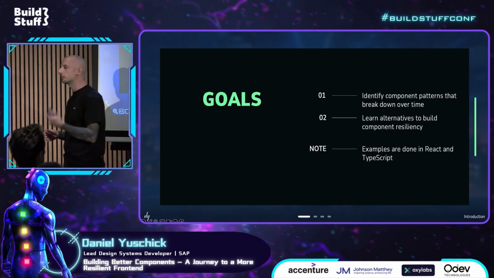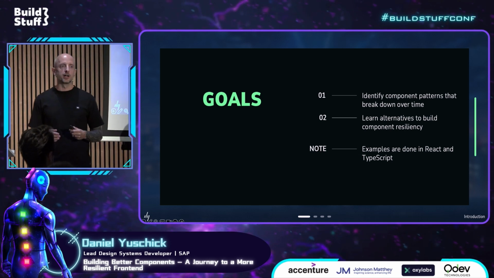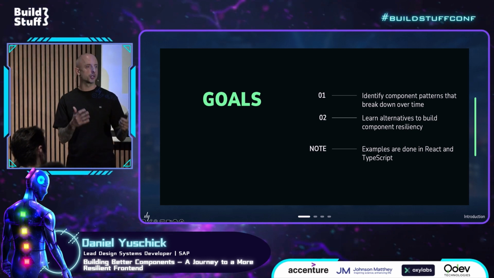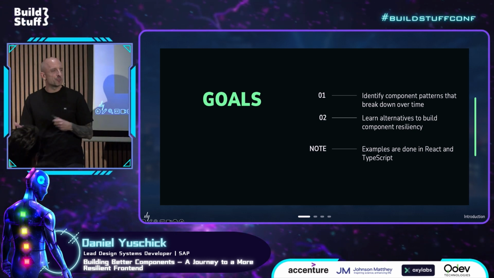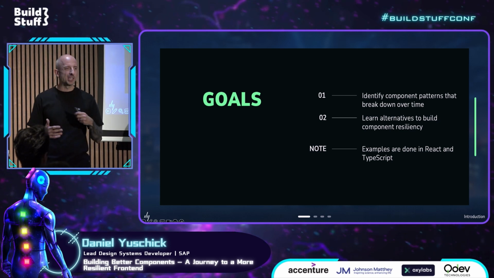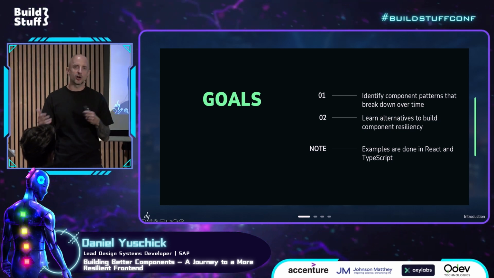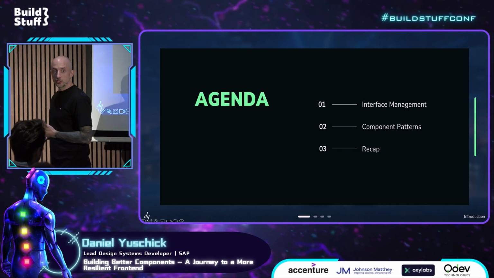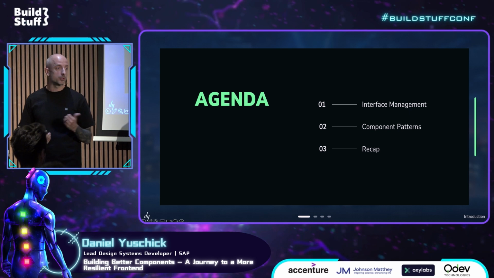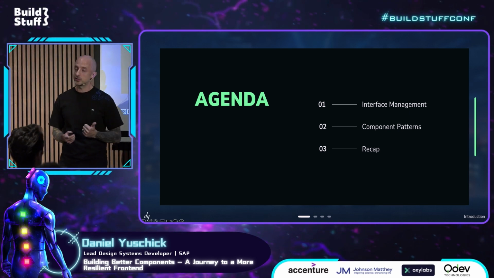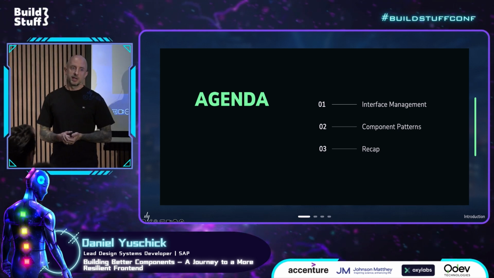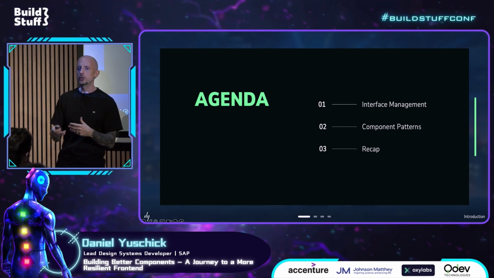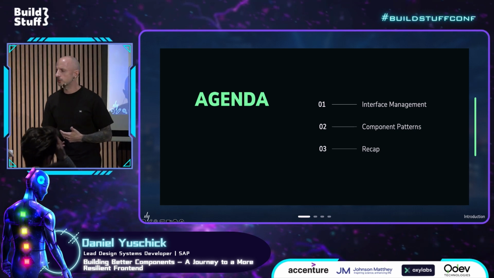So our goals for today are to identify component patterns in our UIs that tend to break down over time, and then alternatively, learn approaches that may be a bit more resilient to that change, because content will forever and always change. So how do we build our components and our UIs to be resilient to those changes? We're going to do this by looking at two key sections. First is going to be how do we manage our TypeScript interfaces for our components? And then we're going to look at a React convention as well on how we can approach building components to create a bit more flexibility within our UIs.